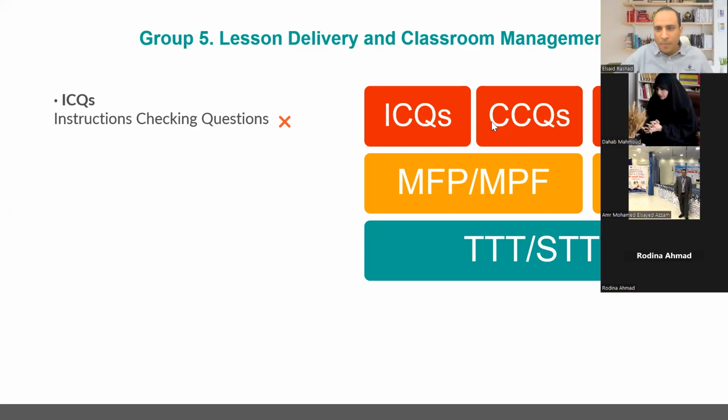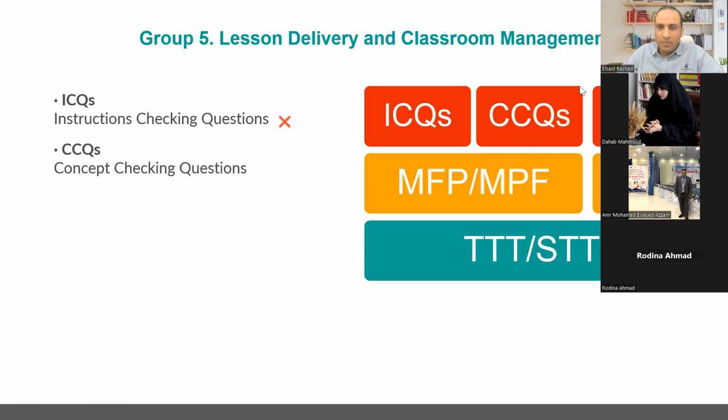CCQ, that's a big term. Concept checking questions. After you explain vocabulary, after you explain grammar, or functional language, you can ask them some questions to make sure they understand the target language. And that's a whole thing. It needs a whole session to be covered, actually.